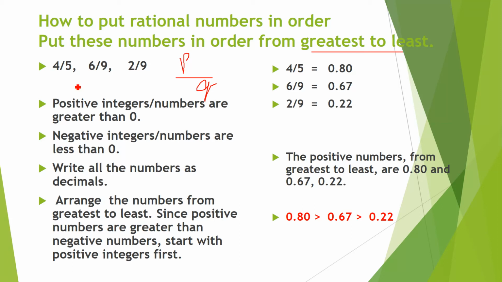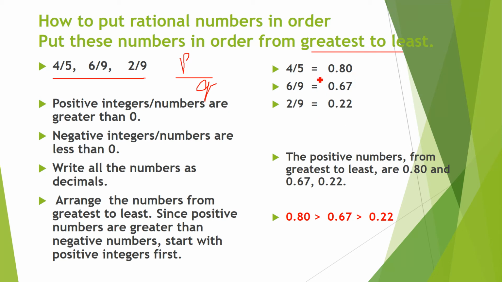So we have to write all these fractions, these rational numbers, as decimals. 4 over 5 is equal to 0.80. 6 over 9 is equal to 0.67. 2 over 9 is equal to 0.22, right? If you do it manually, you will get the same answer. If you want, you can use the calculator, and you will get the same answer. In this question, we have only positive fractions or positive rational numbers, so we will discuss only positives in this question.